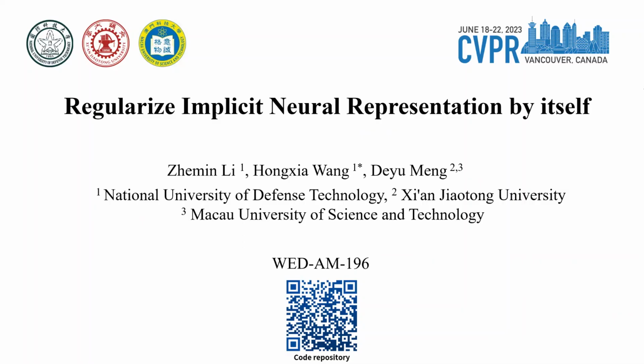Hello everyone, I present my work on a novel regularizer that improves the generalization ability of INR. It uses Dirichlet energy to measure similarities between rows and columns of the matrix, integrating the smoothness of the Laplacian matrix.